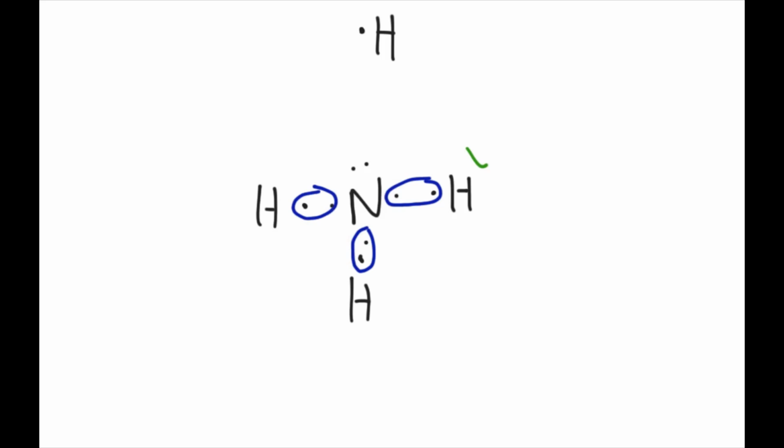Surrounding nitrogen now, I have 2, 4, 6, 8 electrons. It's happy. All the hydrogens are happy. This is the molecule that's going to be created in its most basic form between nitrogen and hydrogen.